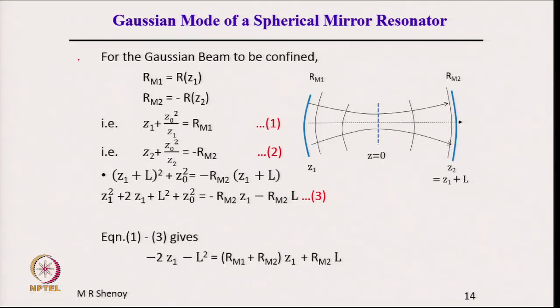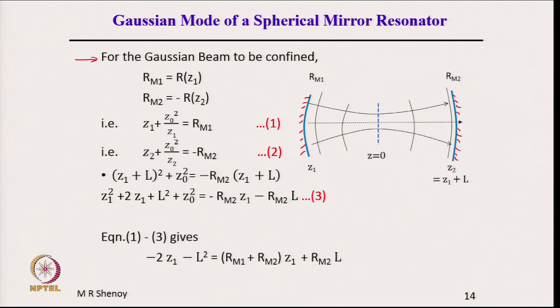For the Gaussian beam, from the discussion above, what we have got is R m 1 must be equal to R of Z 1. Z 1 is the position where mirror m 1 is kept, Z 2 is the position where mirror m 2 is kept. See the resonator diagram here. So, this is mirror m 1 placed at Z 1 and this is mirror m 2 placed at Z 2. R m 1 and R m 2 are the radii of curvature.